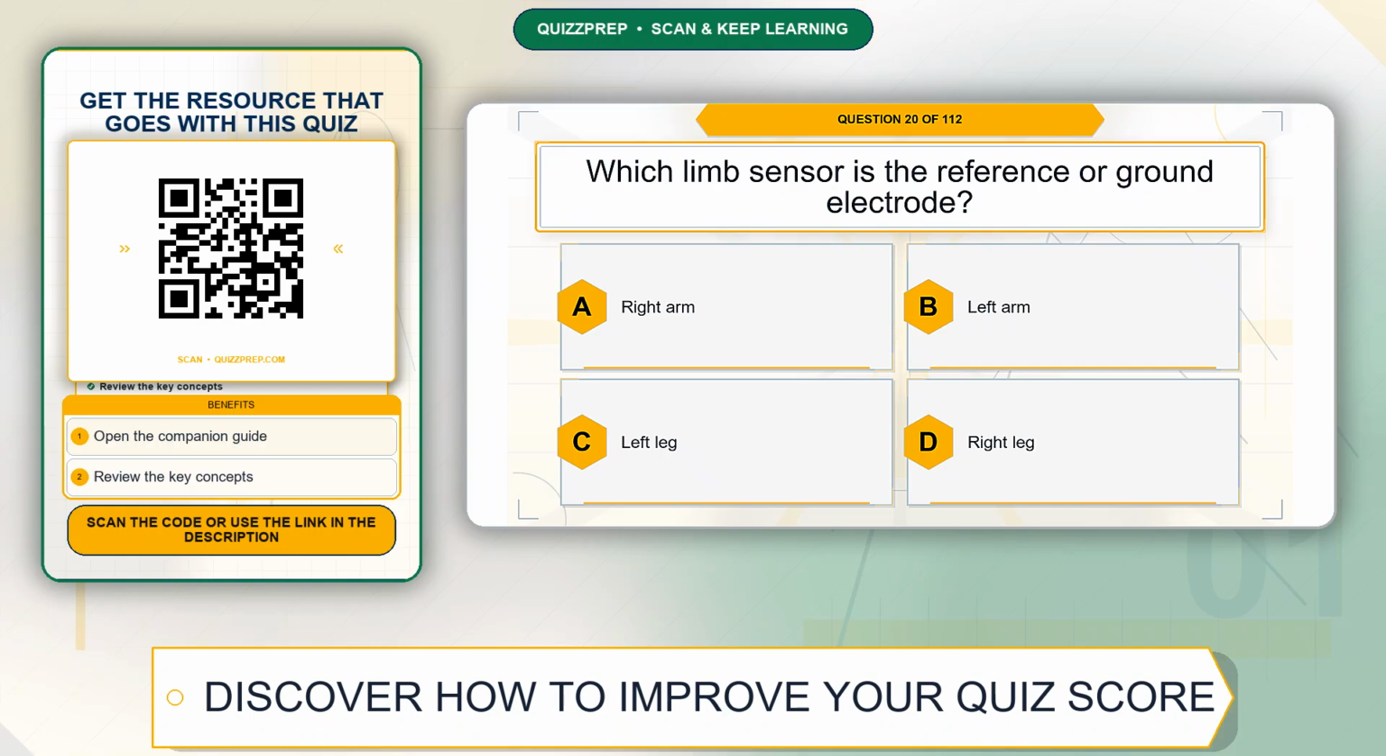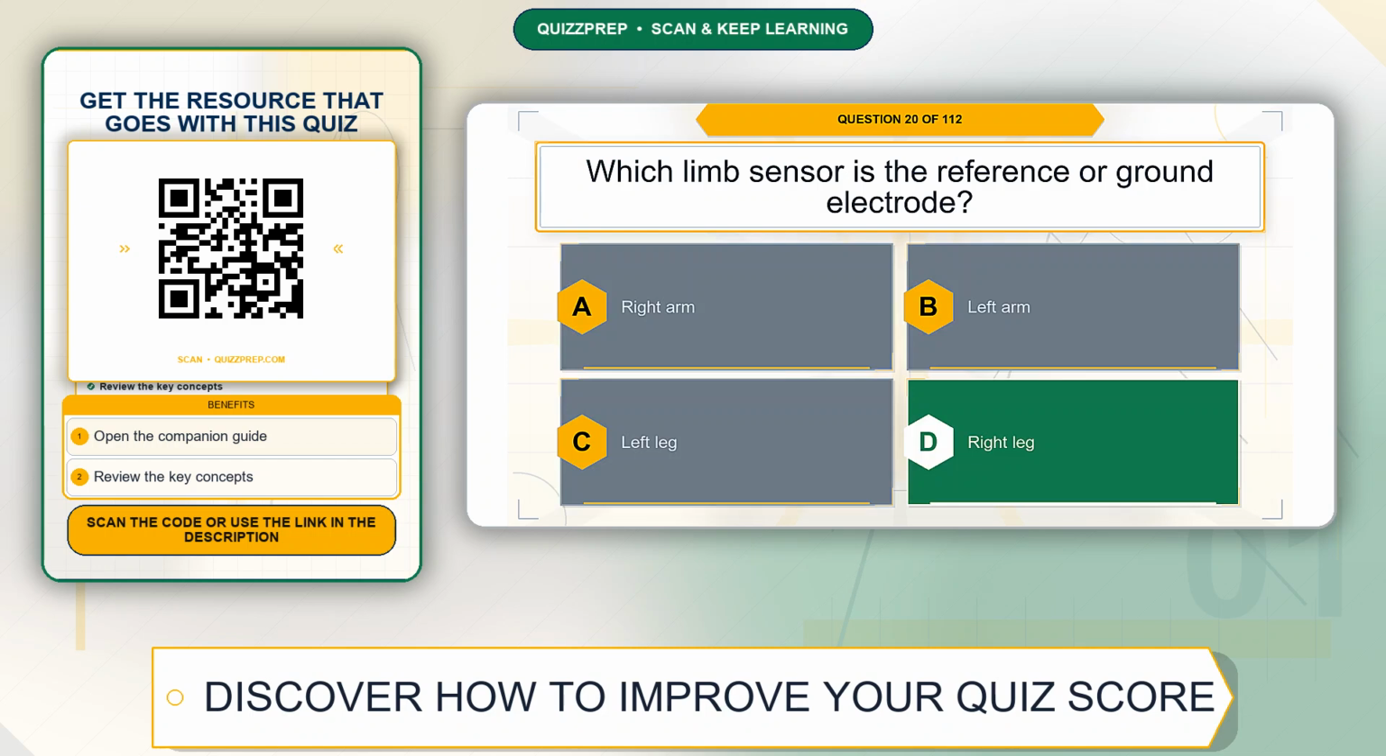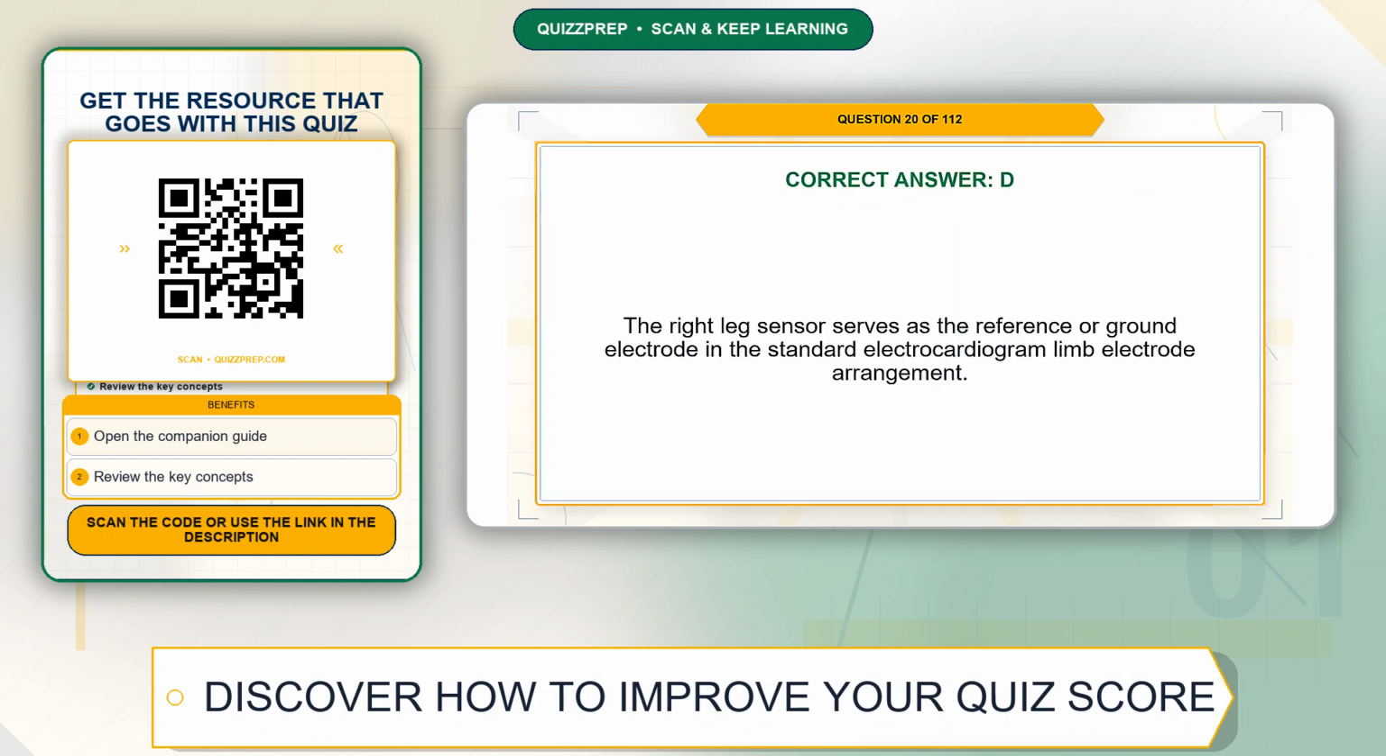Question 20. Which limb sensor is the reference or ground electrode? Option A, right arm. Option B, left arm. Option C, left leg. Option D, right leg. The correct answer is option D, right leg. Explanation. The right leg sensor serves as the reference or ground electrode in the standard electrocardiogram limb electrode arrangement.